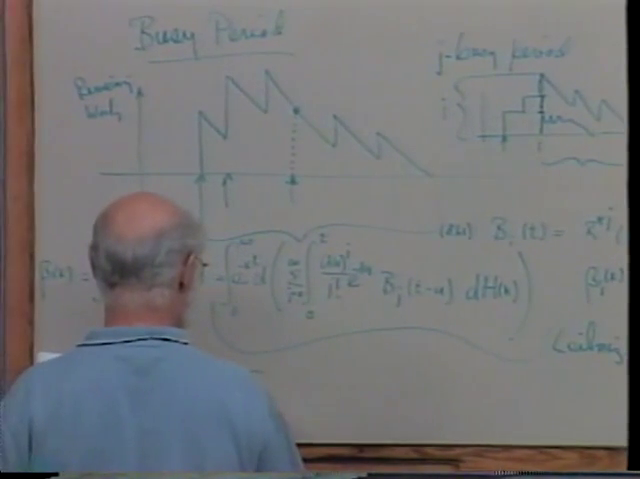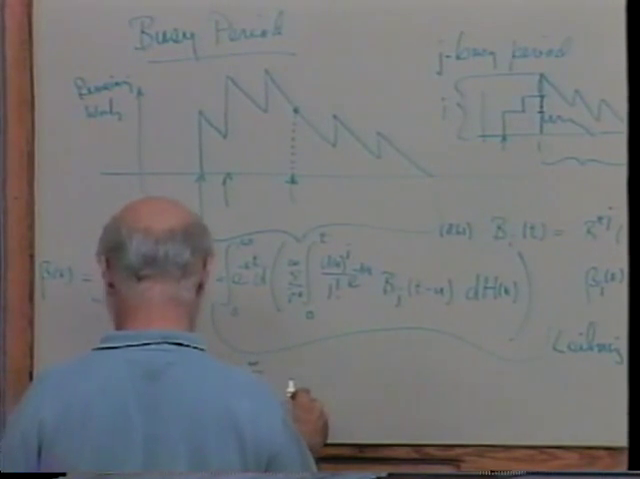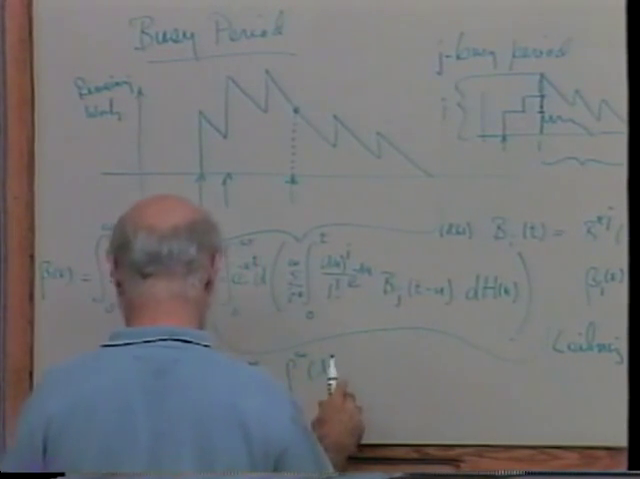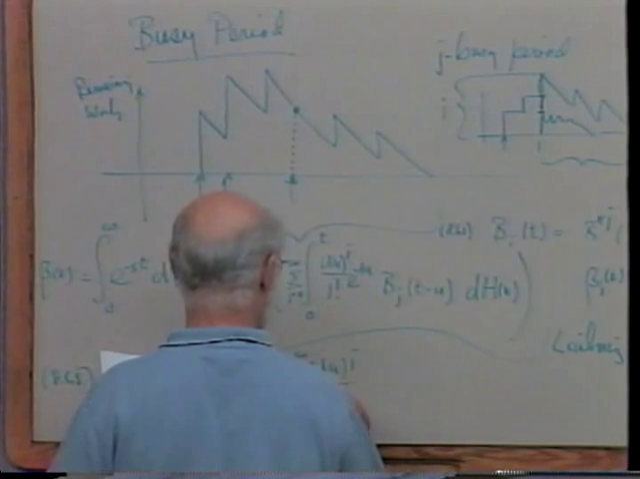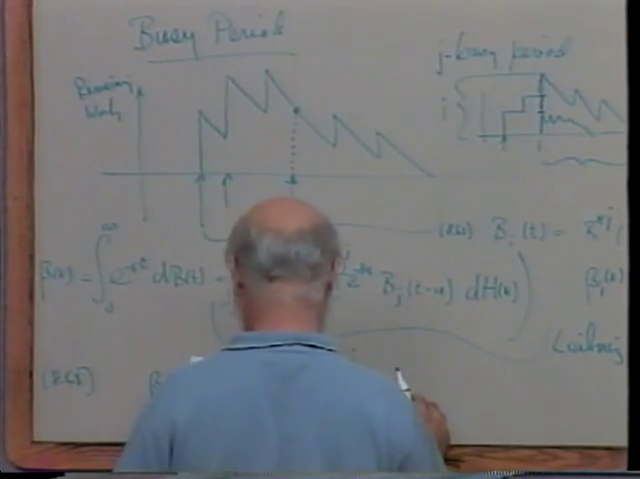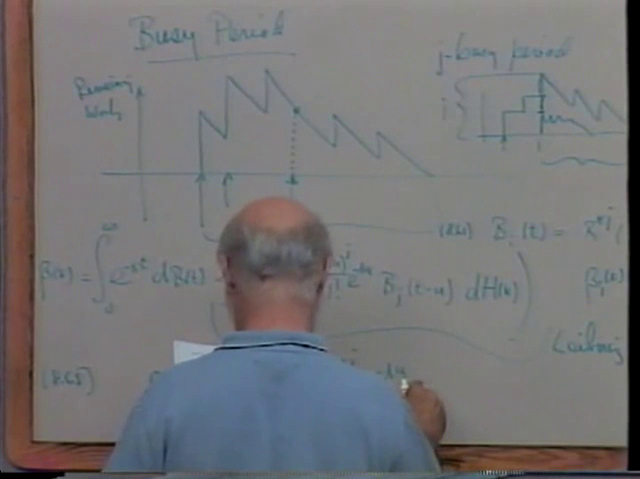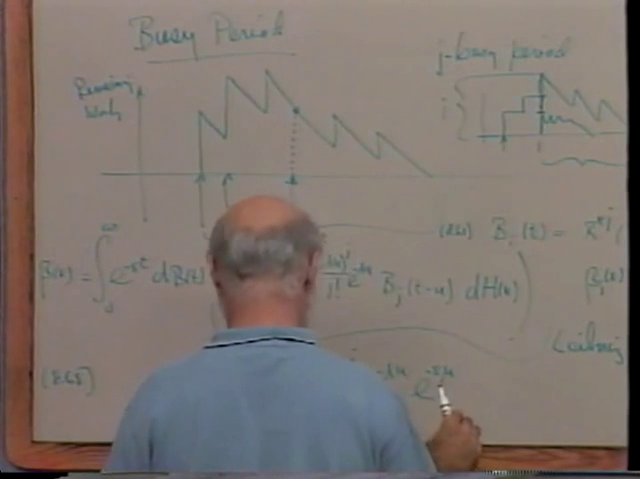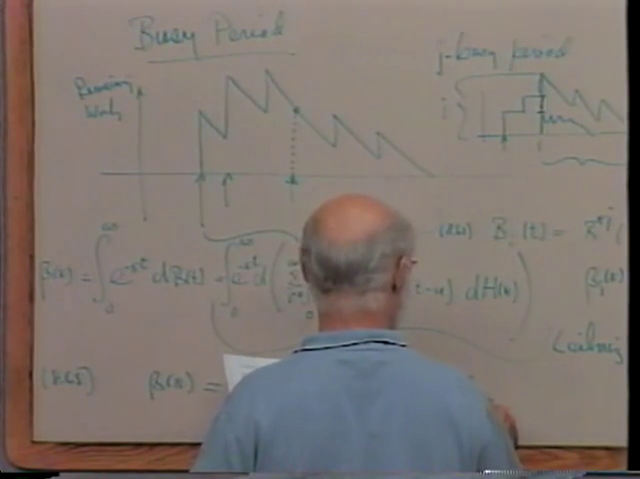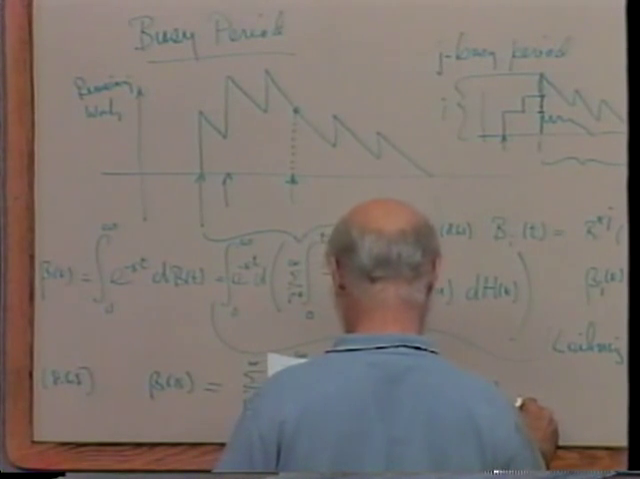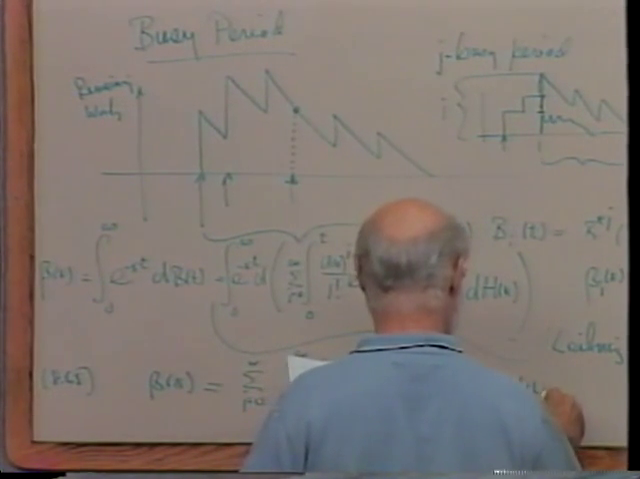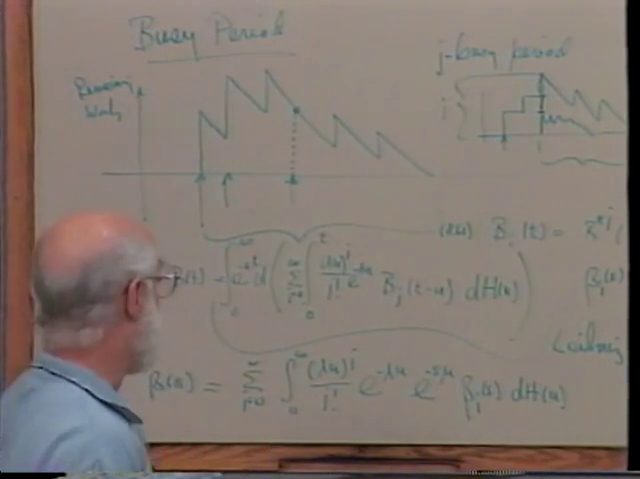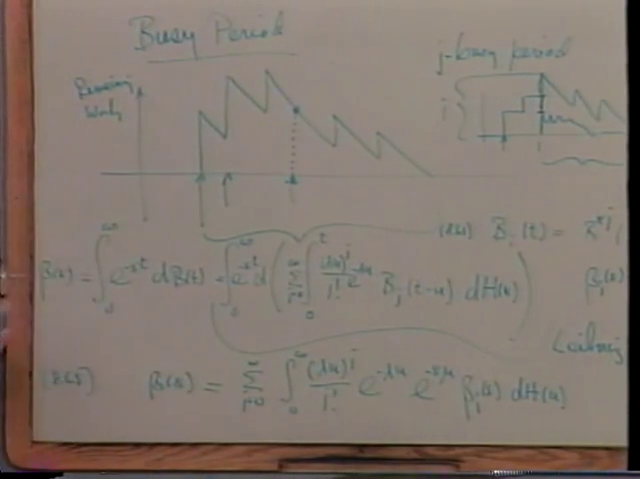So you get the sum as j runs from 0 to infinity of the integral from 0 to infinity of (lambda u)^j over j factorial, e to the minus lambda u, e to the minus su, times beta sub j of s, dH of u. That's equation 865, except that in the book it's called zeta instead of u.